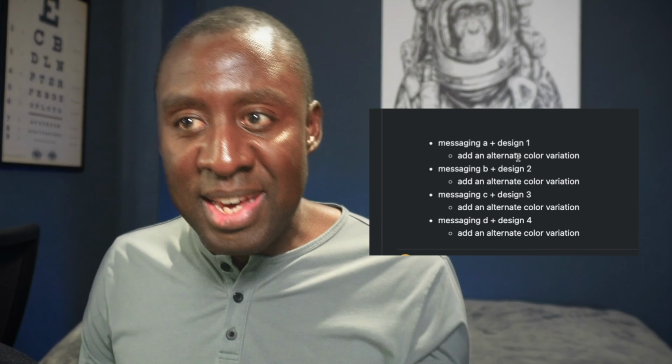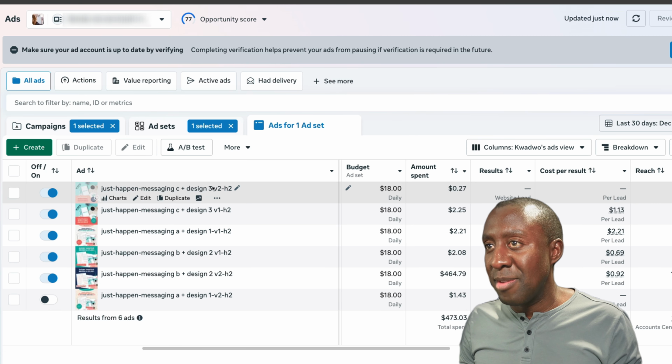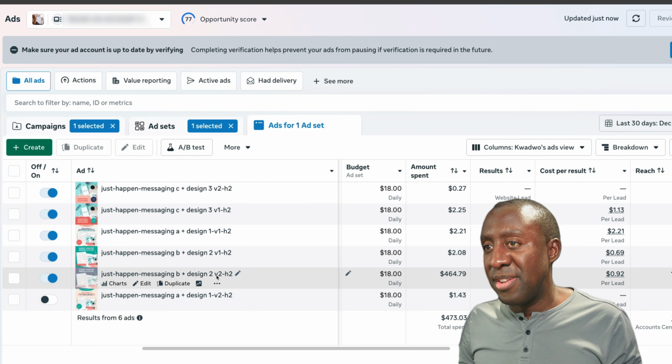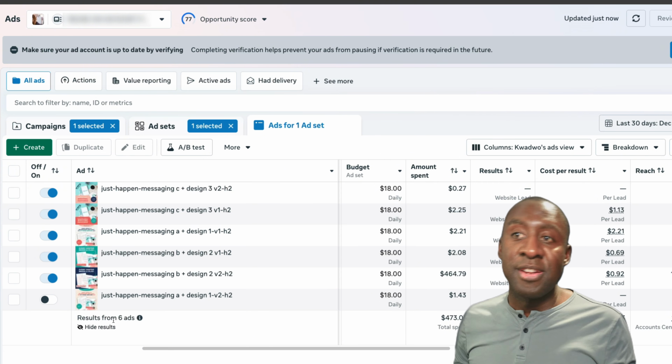Now that you've seen that on screen, let me actually show you right here what that looks like. And we're not done testing, but you can see how I have a very straightforward messaging naming scheme in my client account where I take the copy and I put that first, right? And then messaging C, oh look, plus design 3, version 2, and then version 1. And I had done messaging B with designs 2, version 1 and 2, and so on. Just take a look at the screen.